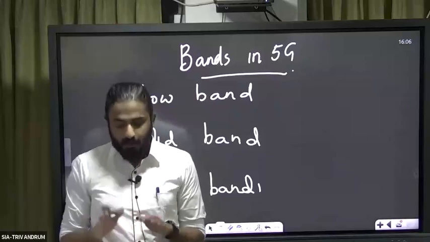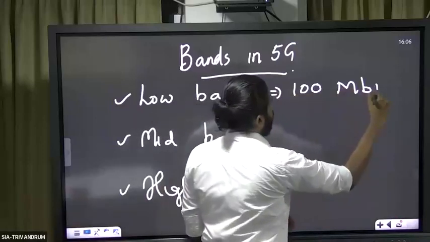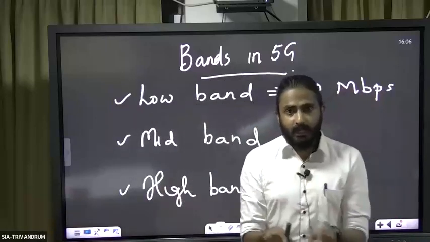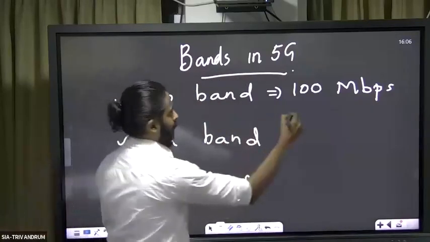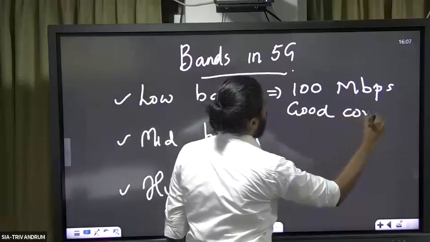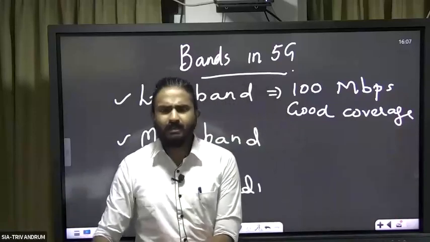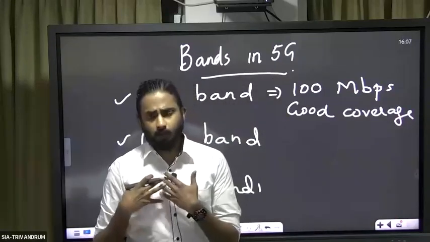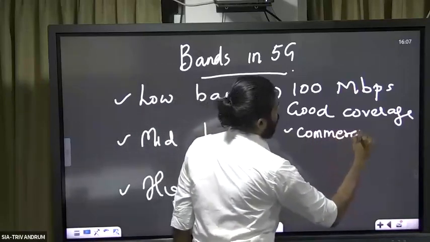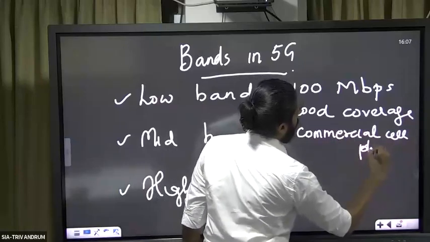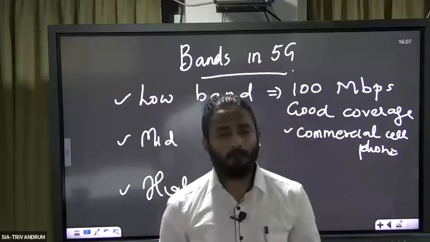So low band, the maximum speed you will get is 100 Mbps. Okay. So there is a band of 5G where the speed is only 100 Mbps, but it will have good coverage. This is the advantage. The coverage of this will be good, but maximum speed is 100 Mbps. And this is basically used for an ordinary customer. So commercial cell phone users will only need this low band. That itself will be a major upgrade on our 4G.